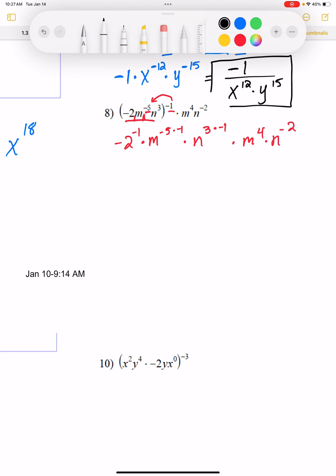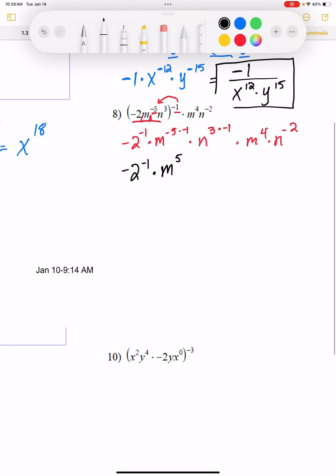Simplify this some, so I can think about what's going to be in the denominator. I guess I'll just write one step at a time. So this becomes negative 2 to the negative 1. I'll leave it like that. And then this becomes m. Now, a negative 5 times a negative 1 becomes a positive 5. Times n, a 3 times a negative 1 becomes negative 3. Times m to the 4th times n to the negative 2.